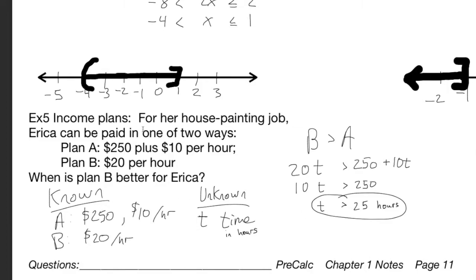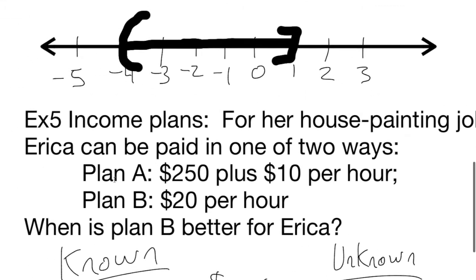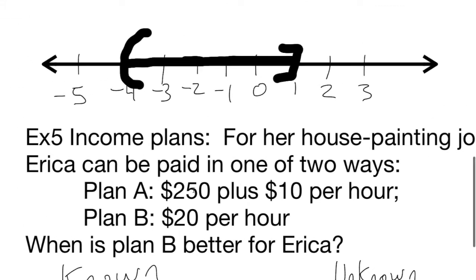Example number 5. Income plans. For a house painting job, Erica can be paid in one of 2 ways. She's got plan A of $250, just a flat fee of $250 plus $10 for every hour. Sometimes people use this as like charging for paint supplies. Like, these are all the supplies that I have to buy for you, and then parts and labor, the $10 in labor. Or she could just charge people $20 an hour.